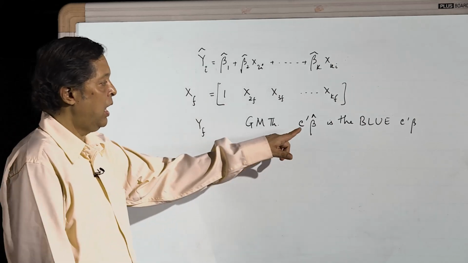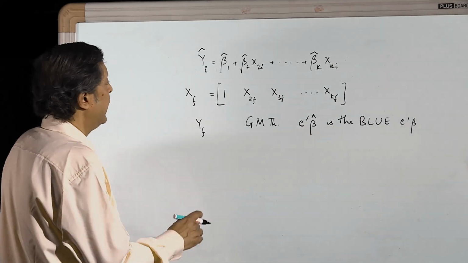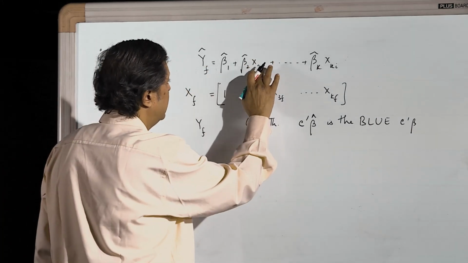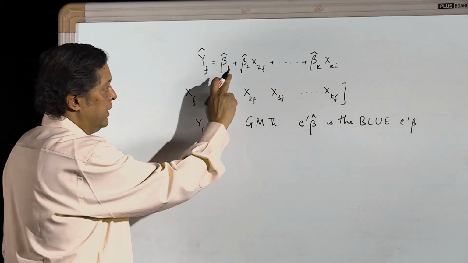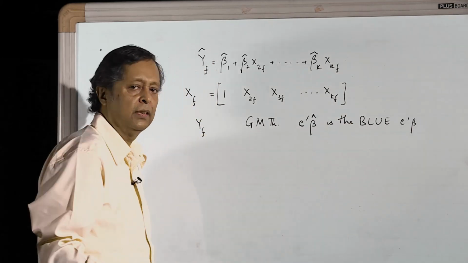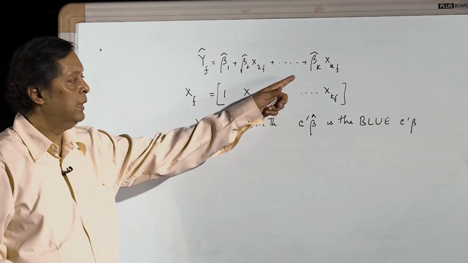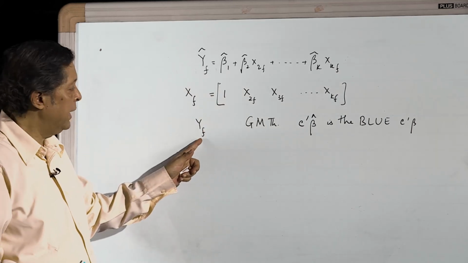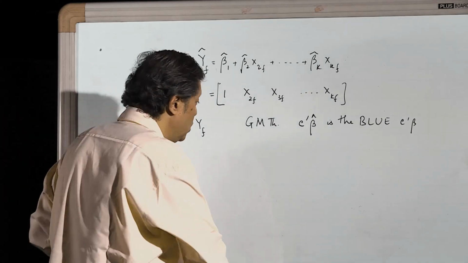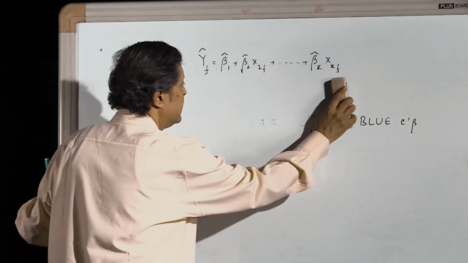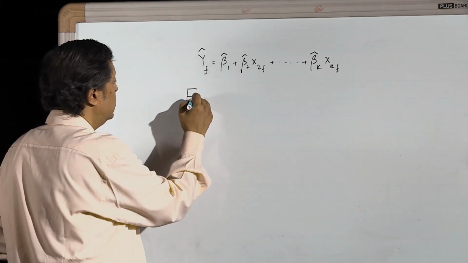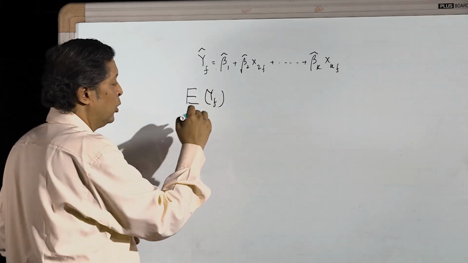So, we apply our OLS estimate and what we write is y hat f, which corresponds to the estimated beta vector evaluated at the fth observation. So, that is our prediction of the y value at the fth observation. Now, two cases are possible. The first one is we want to predict the expected value of yf. We want to predict this.